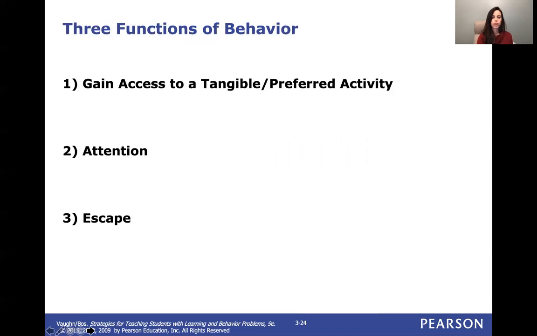All right. And I know I've said this 1,000 times, but repetition, it's almost like that overcorrection tool, where you add something to increase the behavior you want. I am adding multiple statements here to increase the behavior that I want, which is for you to know this. All right, so 3 functions of behavior: gain access to a tangible, preferred activity, attention, and escape. That should be tattooed inside your mind, okay? You will never want to forget this when you start teaching.